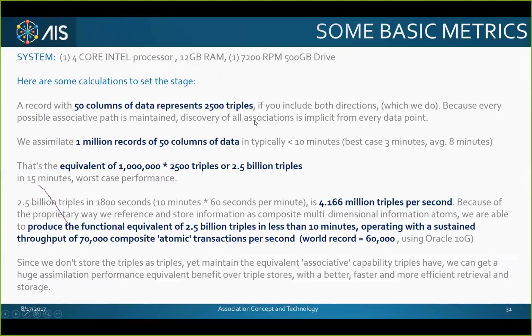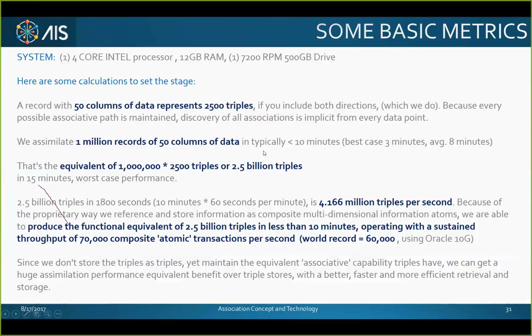We assimilate these records at 50 columns of data, assembling 1 million records in less than 10 minutes. Best case is 3. But we do this in a bidirectional manner, so it's not simply an import and a write and walk away. We've created all of these, so we do about 5 times the work that a SQL Server would do. Okay, and you'll see why.